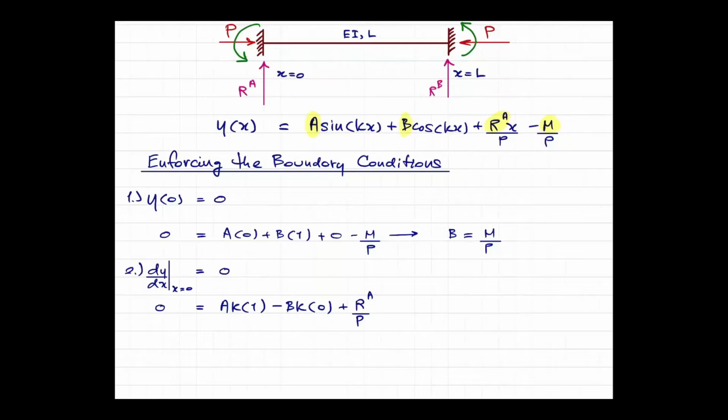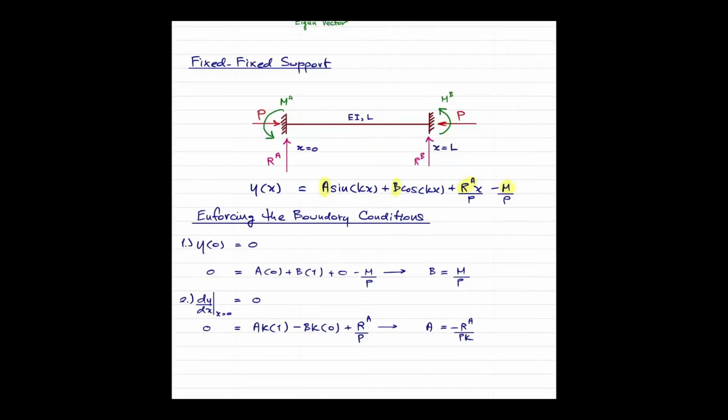And then what? Just that, right? A is still there, B is 0, RA is there, derivative, you get RA over P. M over P is gone because you differentiate with respect to x. So here you get A equal to minus RA over PK. Alright. If you get the A, you get the B.